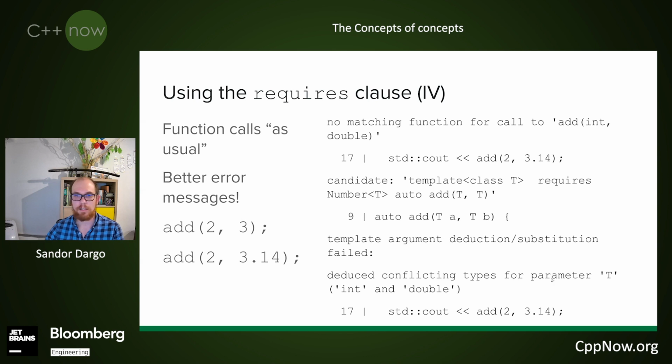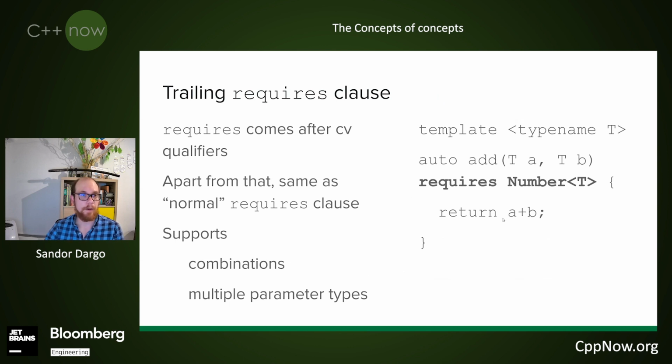So this was the first way to use concepts with functions. Then you have the trailing requires clause. This doesn't come after the template parameter list, but you have the trailing requires clause after the CV qualifiers, or after just the function parameter list if you have no qualifiers. And apart from that, it's pretty much the same as the normal requires clause. You can have a combination of different constraints. You can have multiple parameter types.